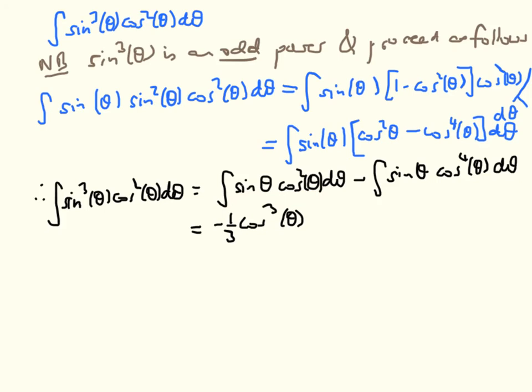And in a similar way, here I'm going to get plus 1/5 cosine to the power of 5 of theta plus some integration constant. And yes, if I differentiate that, I pull down the 5, I get cosine to the 4th, and I have a factor of minus sine of theta multiplying it, and that gives me the minus sign here and that. So this is the correct answer for this integral.